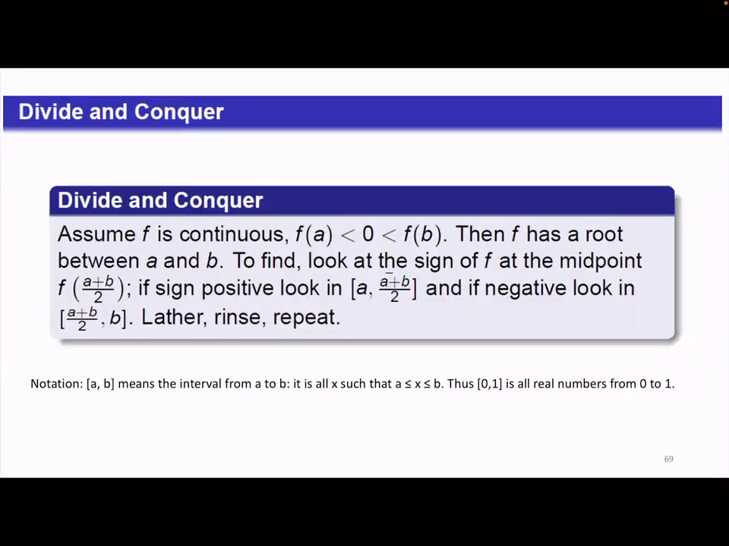All right. So let me describe the first method. It's called divide and conquer. If you have a continuous function that's negative at A and positive at B, it has to have a root between A and B. So to find the root, look at the middle point. If the middle point is less than 0, then there has to be a root between the midpoint and B. If it's greater than 0, there has to be a root between A and that point.